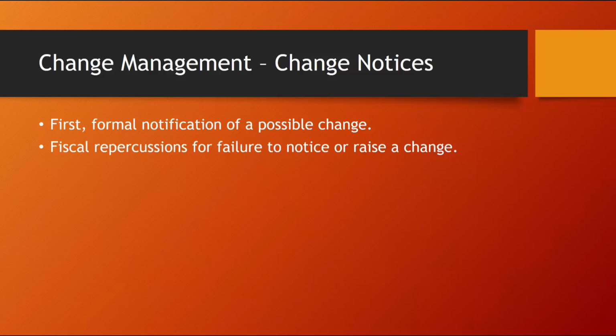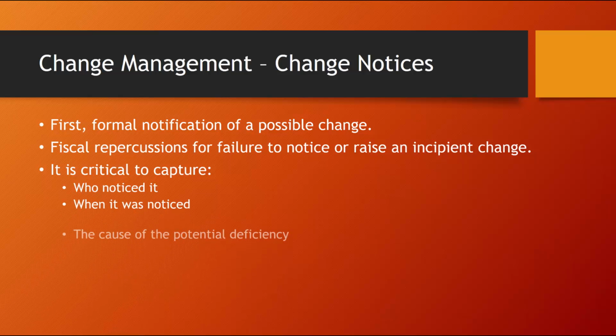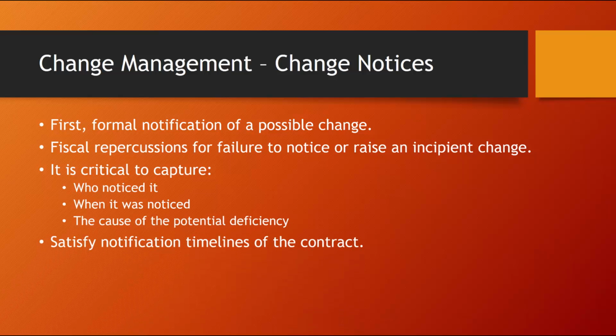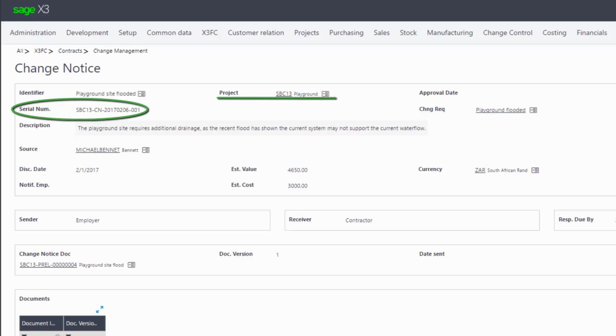In order to maintain compliance to the contract, it is critical to capture who noticed it, when it was noticed, and the cause of the potential deficiency. Change notices are used to satisfy the notification timelines of the contract and to document the deficiency. Each change notice is automatically assigned a serial number based on the project and the date it was created.